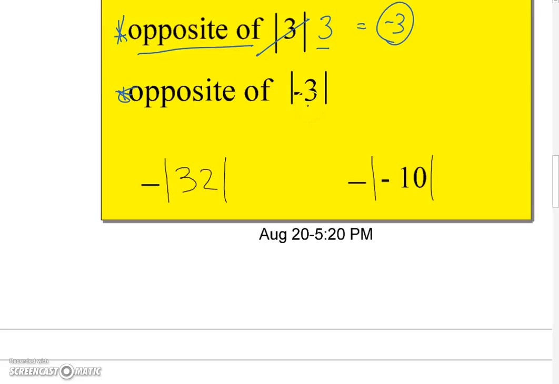Let's try the second problem. What's the opposite of the absolute value of -3? First, I have to know what this is. The absolute value of -3 is +3. So what's the opposite of +3? Well, that's got to be -3.